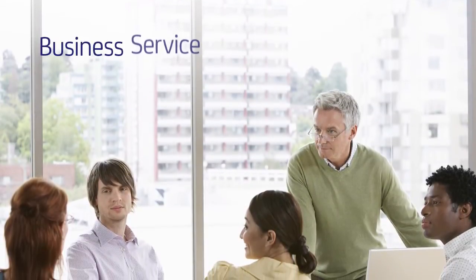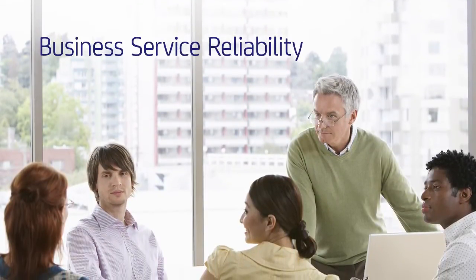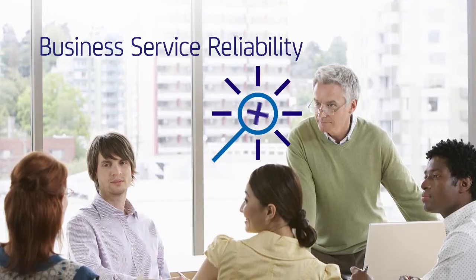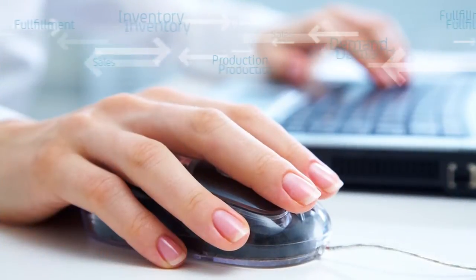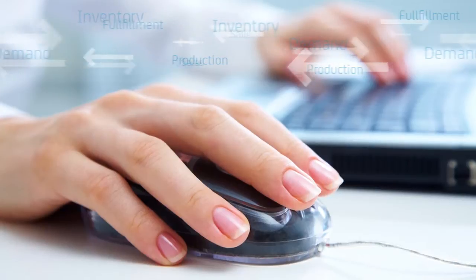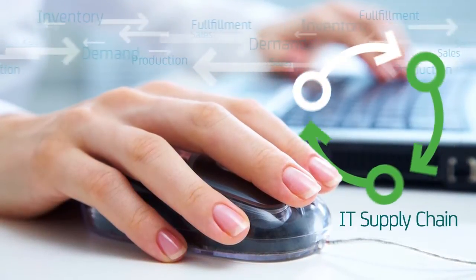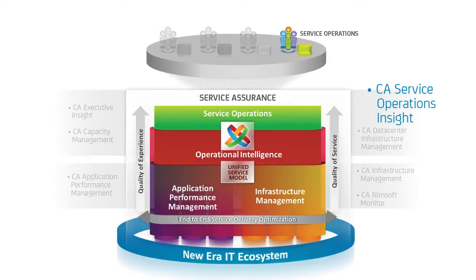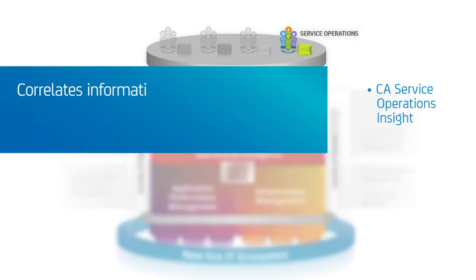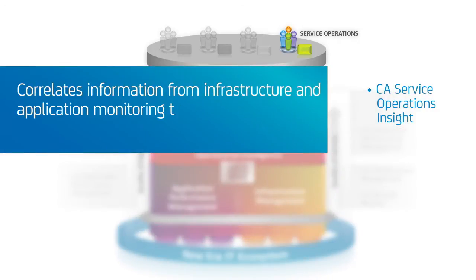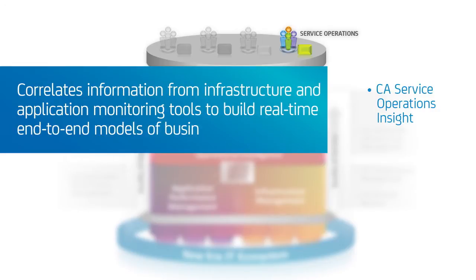To assure business service reliability, your operations team needs a clear end-to-end view of how services are being delivered across your IT environment, just like a supply chain. Service Operations Insight from CA Technologies provides this view by correlating information from your infrastructure and application monitoring tools to build end-to-end models of the business services you deliver.